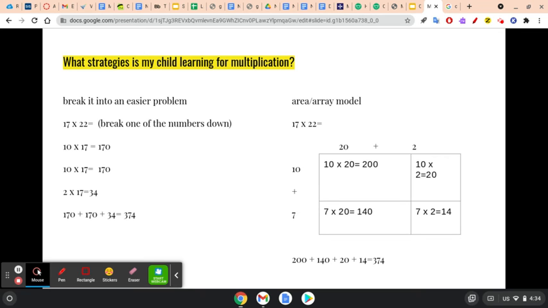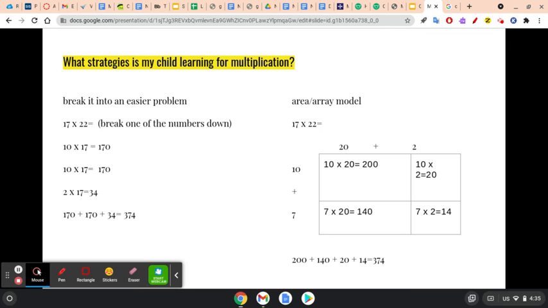And so each box, so the top left corner, we did 10 times 2, or 10 times 20, I'm sorry, and that's 200. And then we did the top right box, which would be 10 times 2, that's 20. Then we went with the bottom number, so that's on the left, so that's 7, with the top 20, so 7 times 20 is 140, and then 7 times 2 would be 14 in that lower right-hand box.